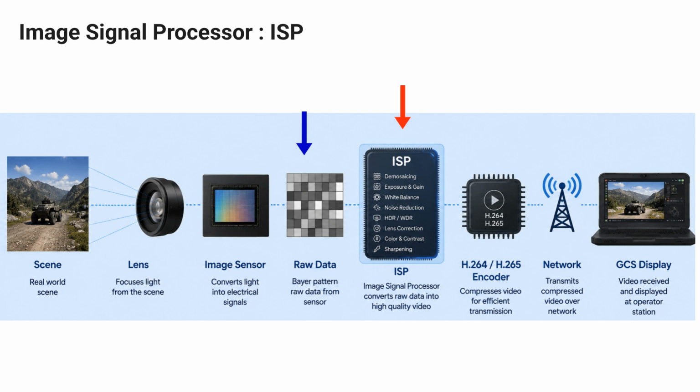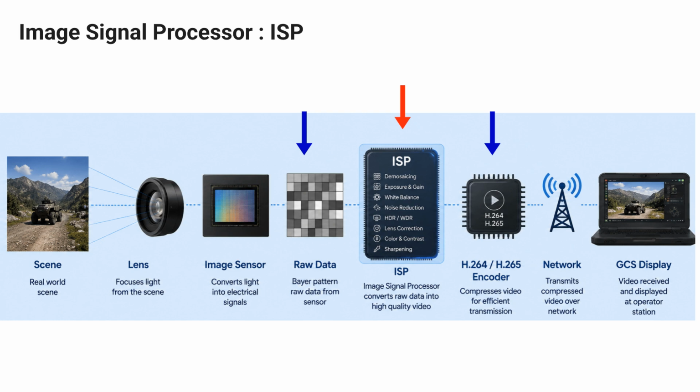This is where the image signal processor, or ISP, becomes critical. The ISP converts the raw Bayer pattern data into a clear and usable image. It performs demosaicing, controls exposure and gain, corrects white balance, reduces noise, improves HDR performance, corrects lens distortion, and adjusts color, contrast, and sharpness. Once the image has been processed, it is sent to the H.264 or H.265 encoder.